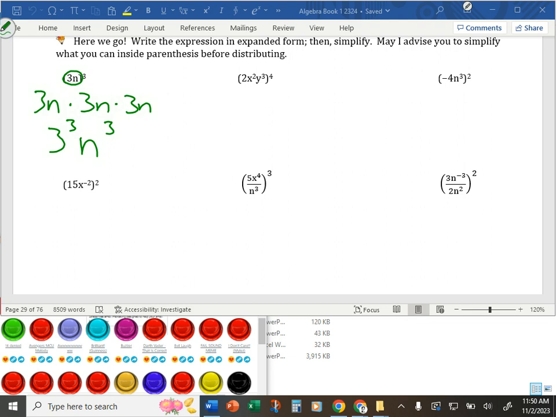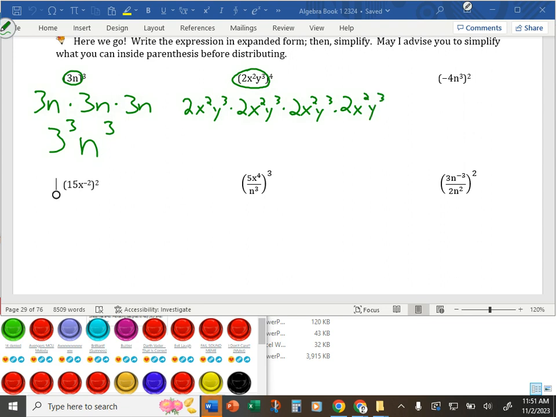Okay. The next one. 2x squared y cubed, all that to the 4th power. That means this entire thing is the base. We are taking 2x squared y cubed and multiplying by itself 4 times. So 2x squared y cubed times another 2x squared y cubed times another 2x squared y cubed and times another 2x squared y cubed.